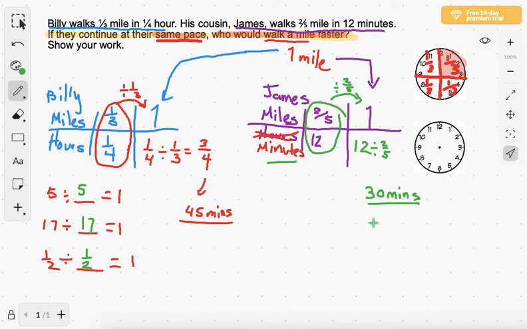Because it takes James 30 minutes to walk 1 mile, Billy is way slower. He's 15 minutes slower than James. In this case, James is the faster person, and it's based on the calculations that I have here, and I'm showing that 30 minutes would be faster than 45 minutes.